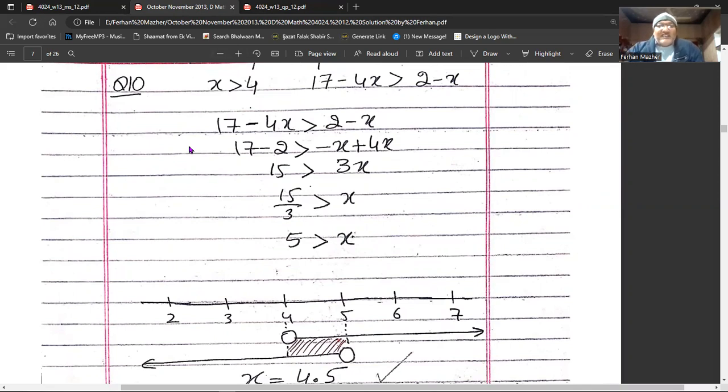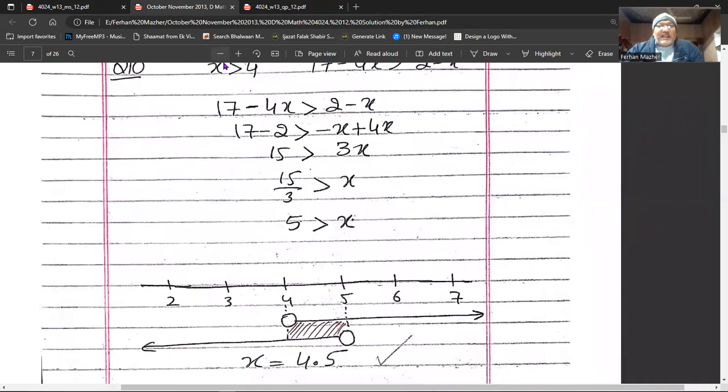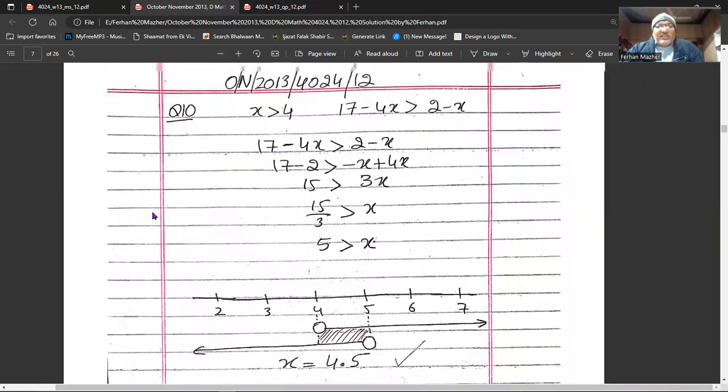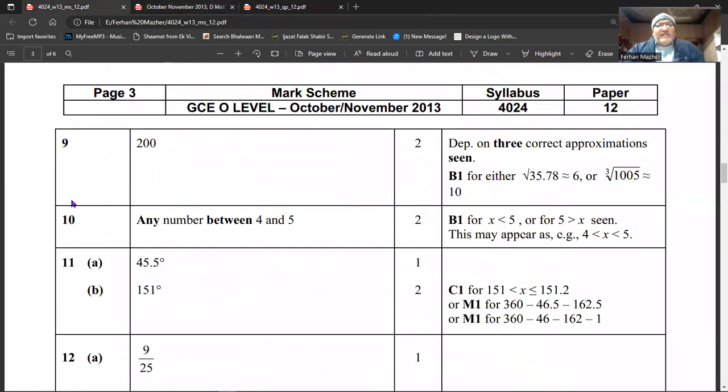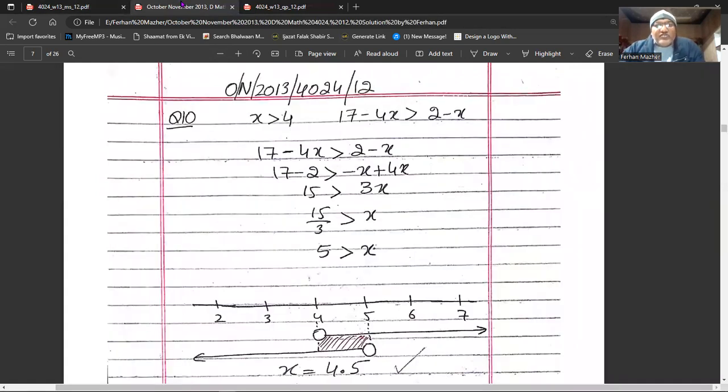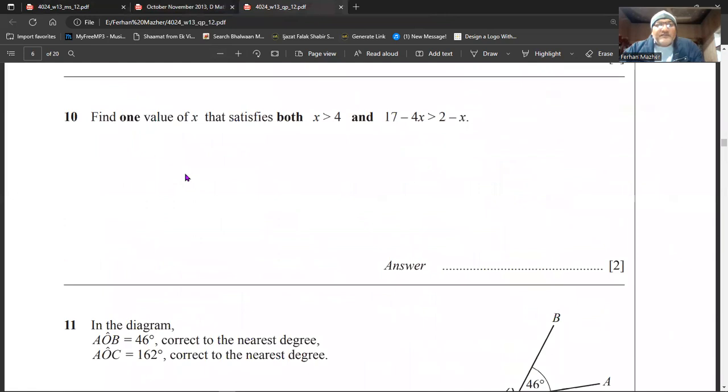So I will represent this whole solution on the number line, and you see on the number line, x is greater than 4, x is less than 5. The overlapping portion is this. So you have to give a number which is in this solution. For example, it will be 4.5. So any number between 4 and 5. So our answer is right. This is the solution of question number 10.